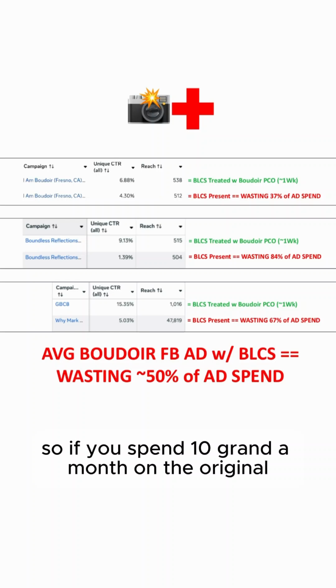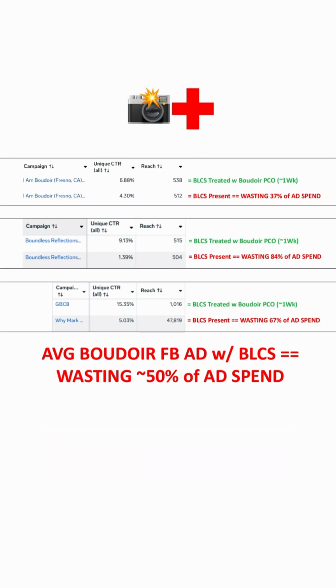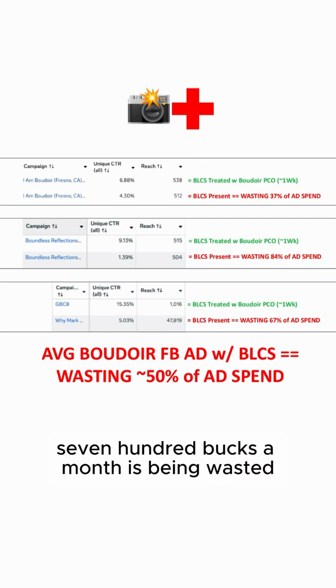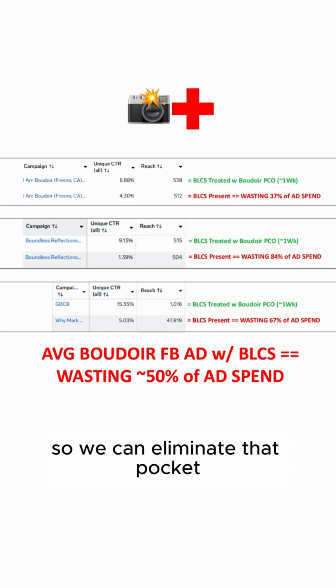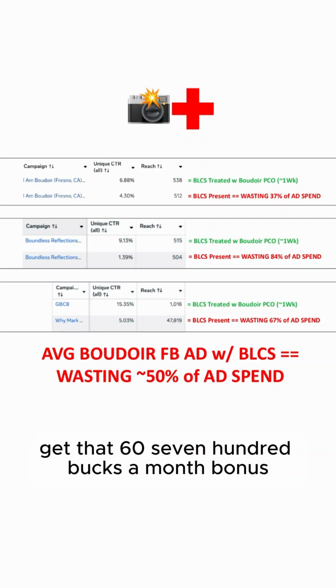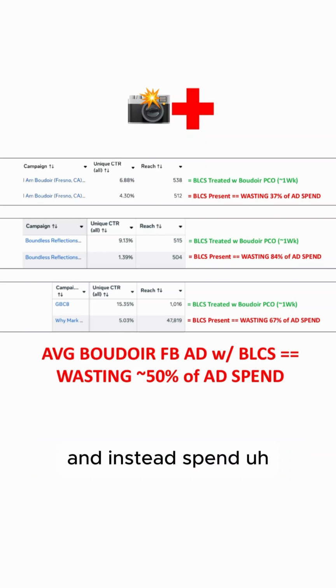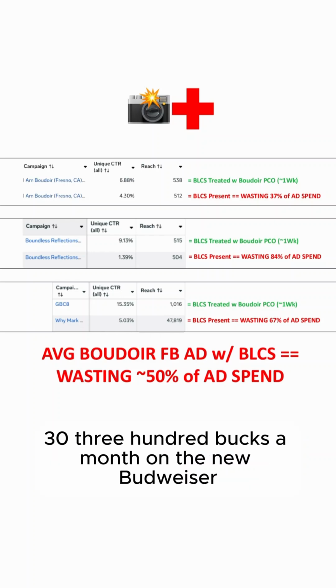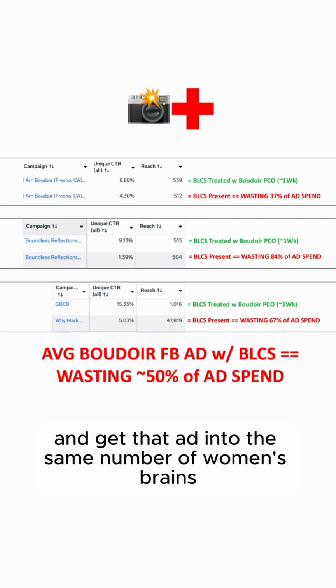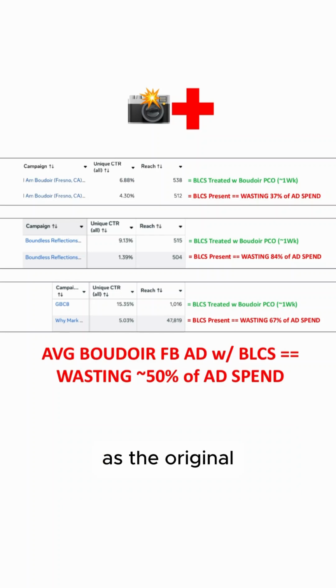So if you spend 10 grand a month on the original Boudoir Facebook ad, basically $6,700 a month is being wasted. So we can eliminate that, pocket that, simply not spend it, get a $6,700 a month bonus, and instead spend $3,300 a month on the new Boudoir Pico treated Facebook ad, and get that ad into the same number of women's brains as the original.